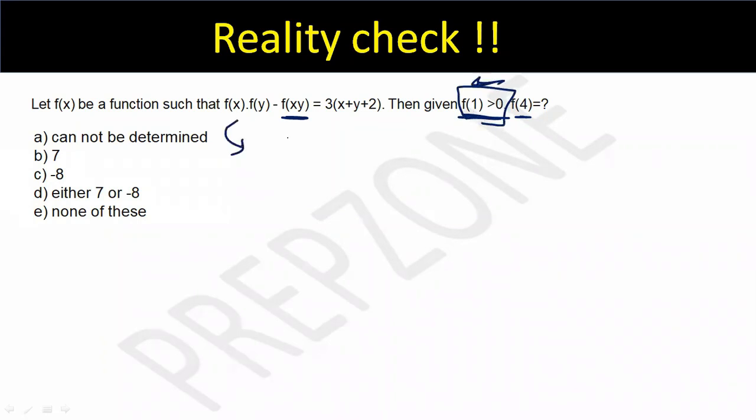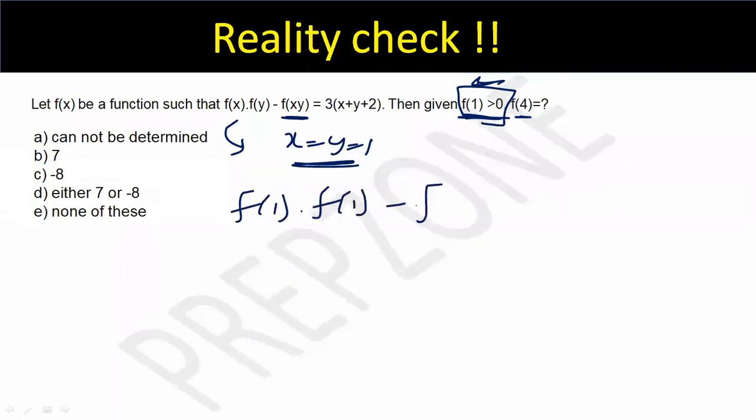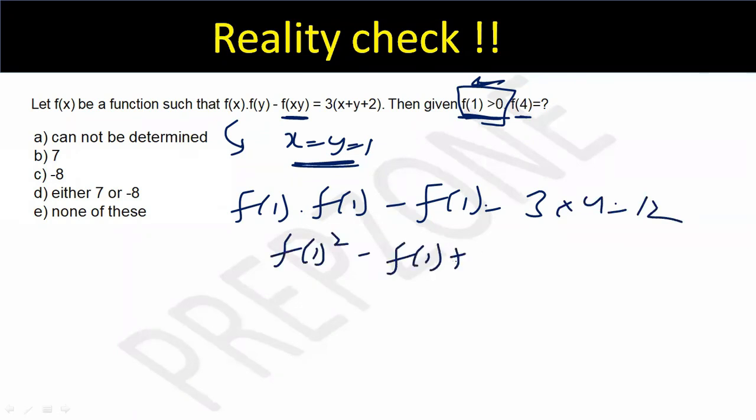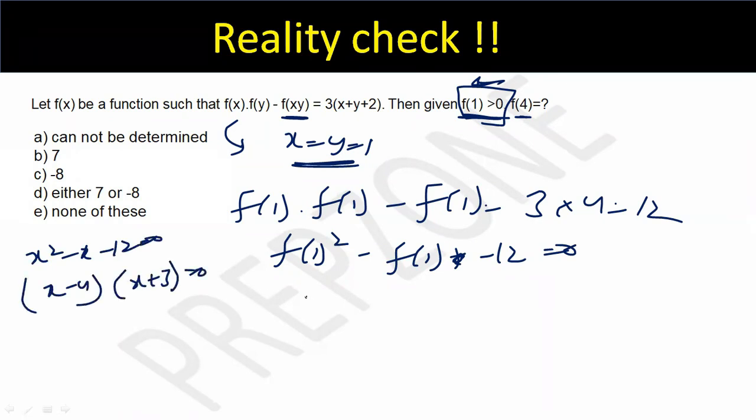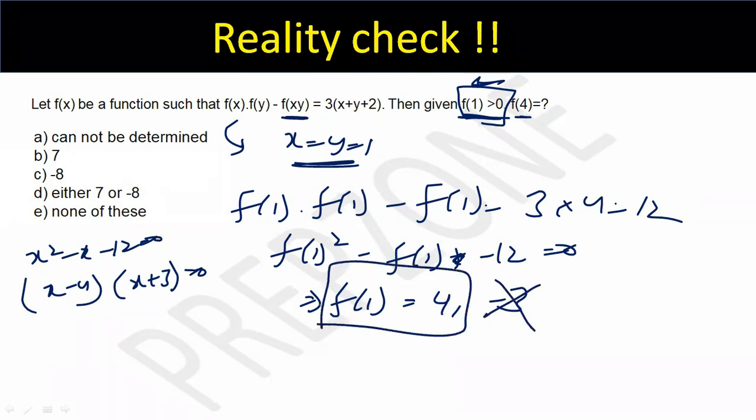So first clue that I would get is, let's try to put x equals to y equals to 1. Okay, because xy and x plus y will be same. So this is nothing but f of 1 into f of 1 minus f of 1 is equals to 3 into 1 plus 1 plus 2, 4. This is 12. So this is f of 1 square minus f of 1 minus 12 is equals to 0. This is what? X square minus x minus 12 equals to 0. So x minus 4 into x plus 3 equals to 0, which means f of 1 has to be what? Either 4 or minus 3. I know f of 1 is positive, so f of 1 can't be minus 3. So f of 1 has to be equals to 4.